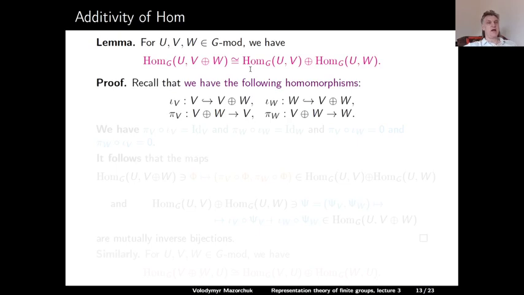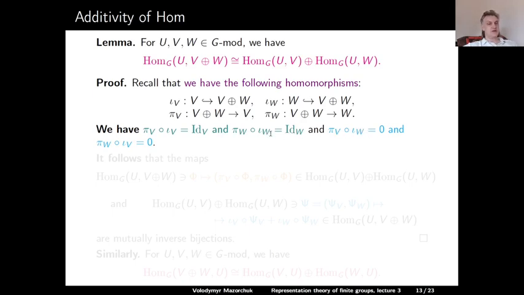Proof: recall that we have the following homomorphisms. We have embedding of each of the components of the direct sum into the direct sum, and we have projections of the direct sum on each of its components. Clearly, if we first embed and then project back on the same component, we get the identity map on that component. And if we first embed and then project onto a different component, then we get 0.